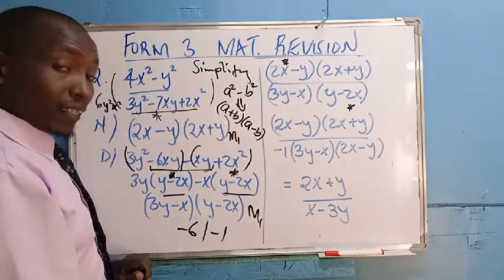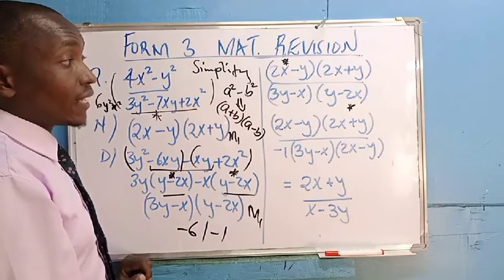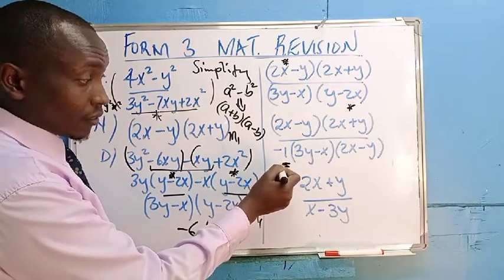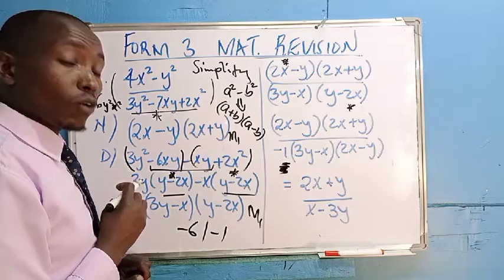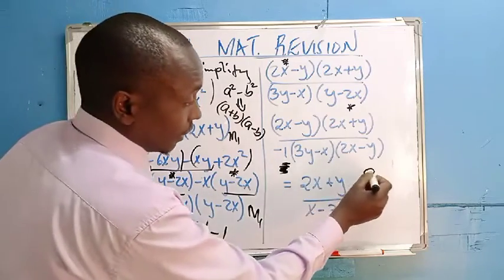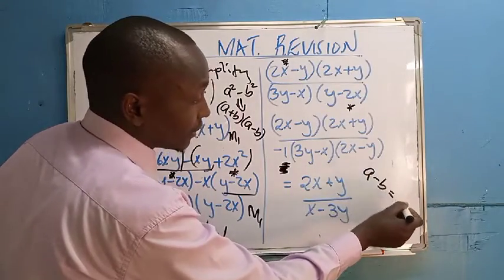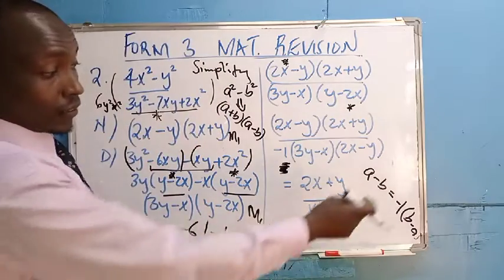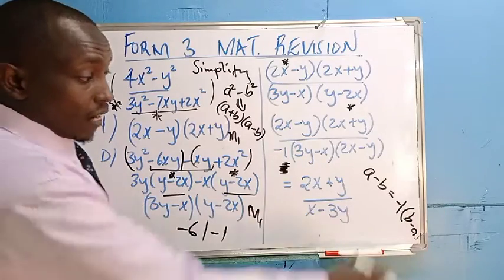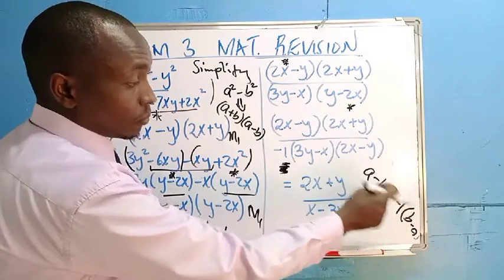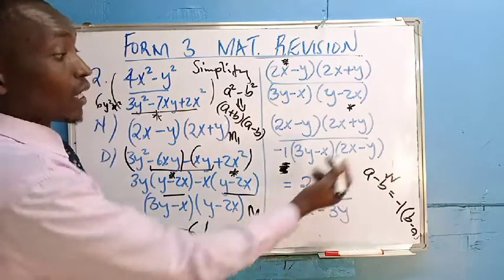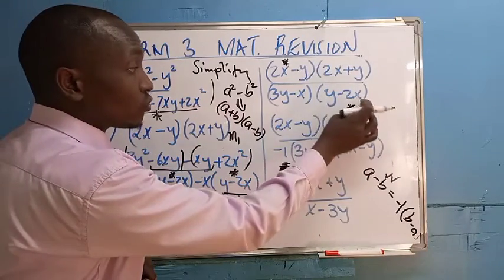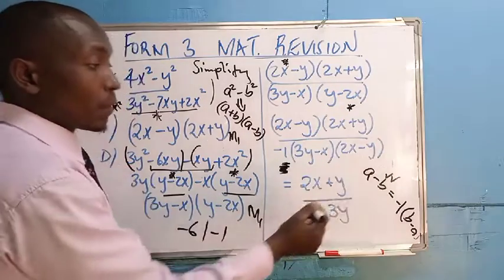But the way to make them look alike is to factor out a negative 1, like I've done here. My student, look at this: a minus b is the same as negative 1 of b minus a. If I open the bracket, the b will be negative, the a will be positive, just like it is here. So that's what I've done. By factoring out a negative 1, whatever was y minus 2x becomes 2x minus y. And now they are the same.